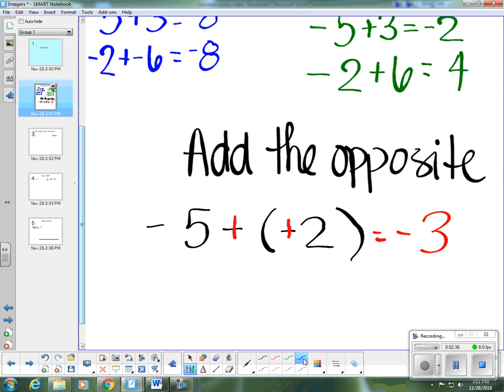Let's look at another example. Let's say we have 6 minus 12. First step is to add the opposite. The opposite of positive 12 is negative 12. Go back to our rules. These are unlike signs, so we're going to subtract them and keep the sign. 12 minus 6 is 6. Keep the sign of the greater absolute. It's negative.